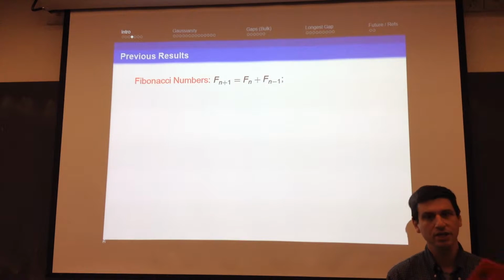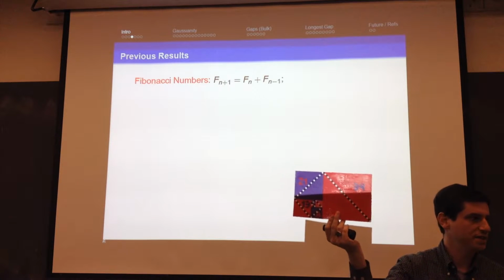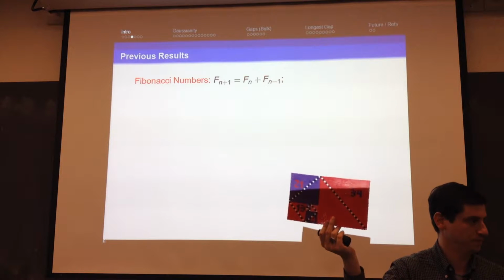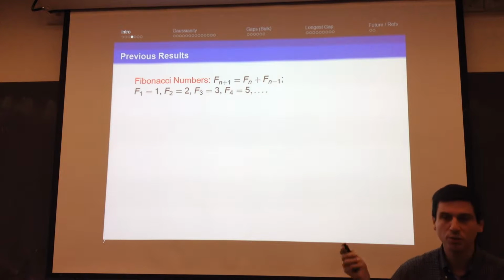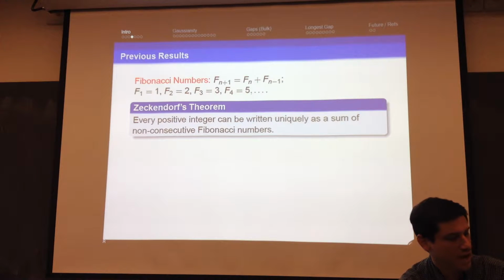When we were doing the tiling like this, it was convenient to start the Fibonacci numbers as 1, 1. I'm not going to start them as 1, 1. I'm going to start them as 1, 2. And we'll see in a moment why this is important. There's a beautiful theorem called Zeckendorf's theorem. Every positive integer can be written uniquely as a sum of non-adjacent Fibonacci numbers.